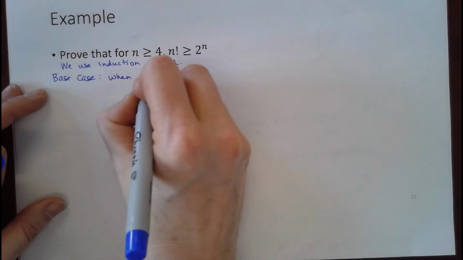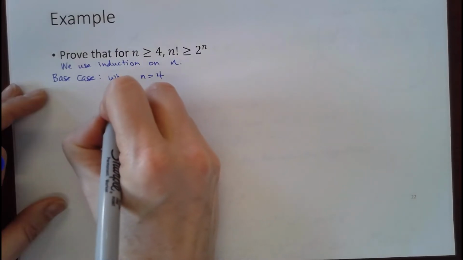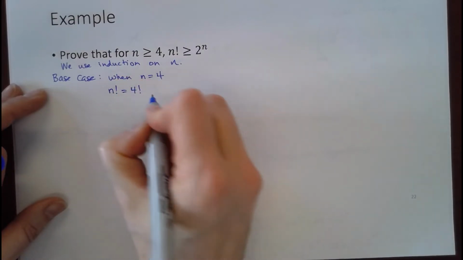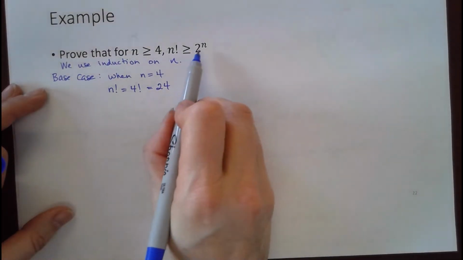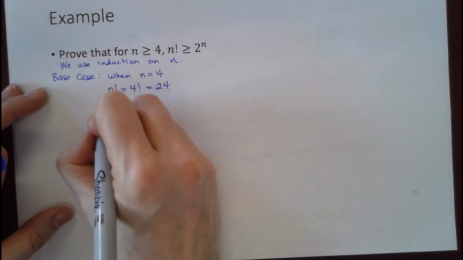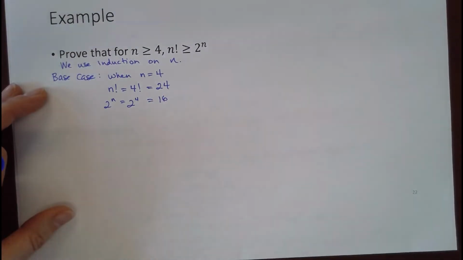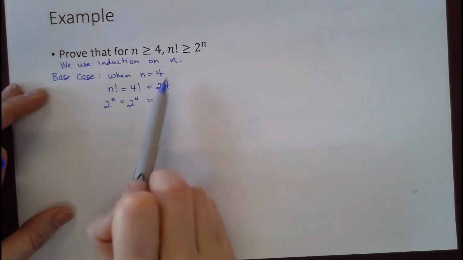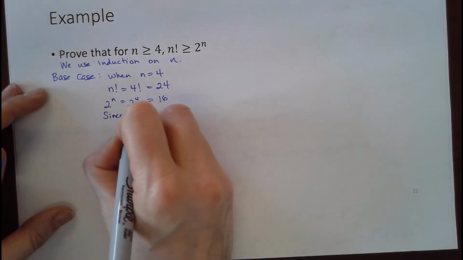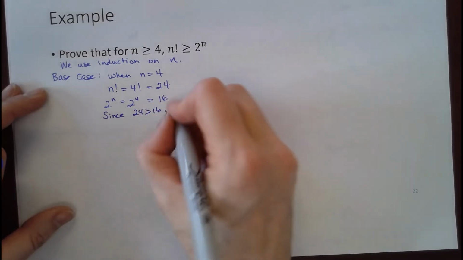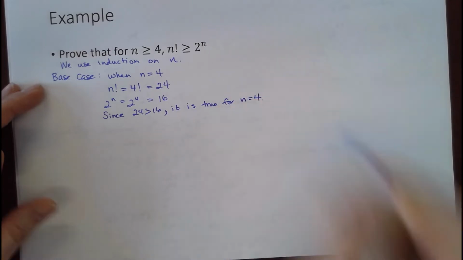So when n equals 4, we want to look at what happens. On the left side we have n factorial, so that'll be 4 factorial, which is 24. If you don't have that one memorized, I do. On the right side we have 2 to the n, so n is 4, that's 2 to the 4th, which is 16. So indeed, 24 is greater than 16, so it is true for our base case of n equals 4.